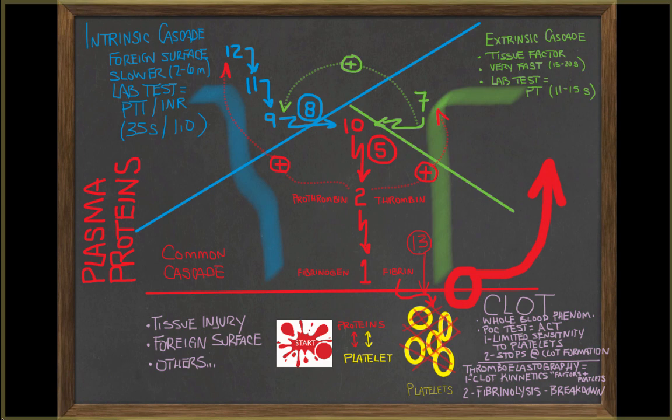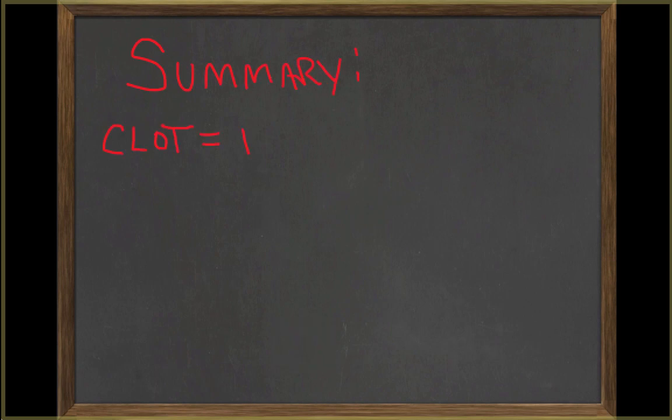So while a great deal of study can be dedicated to all of the complex interactions that go on in the formation of fibrin and fibrin's interaction with platelets, there is, from a clinical perspective, a very simple formula for coagulation, and that is that clot equals proteins plus platelets.